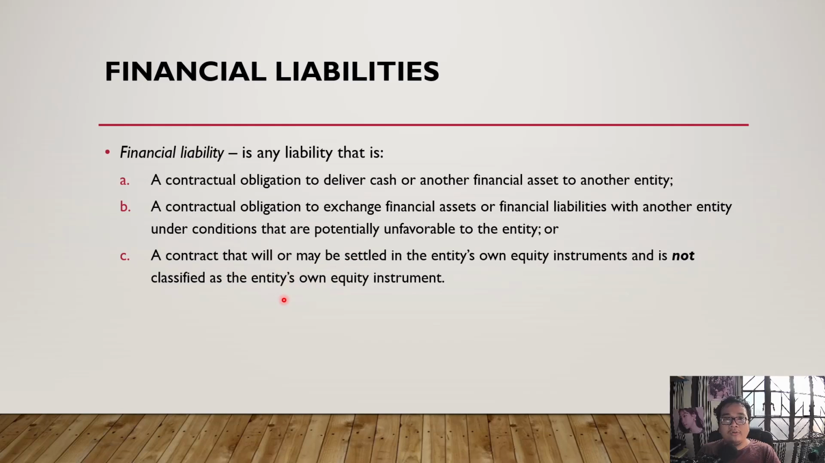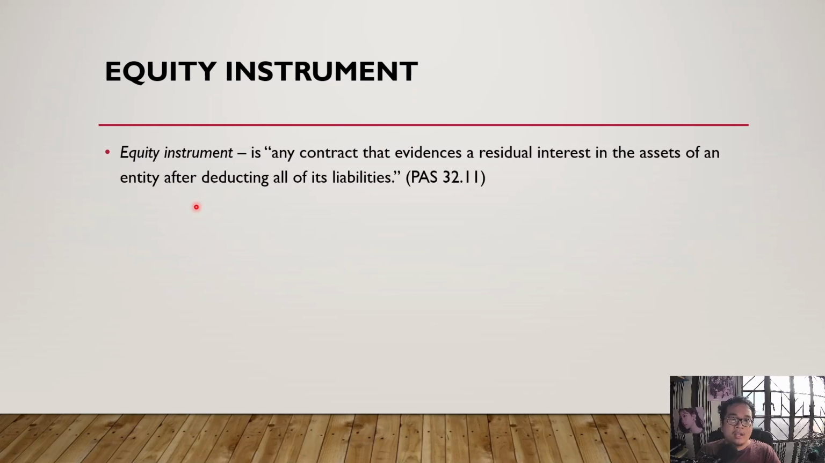Ito naman, equity instrument. Is any, so simple lang, di ba? If you can still remember discussion sa ano, sa FAR, di ba? Ang equity, residual yan sa parate, di ba? Always yan sa residual ni asset and liability. So, equity instrument is any contract that evidences a residual interest in the assets of an entity after deducting all of its liability. Ganun kasimple si equity instrument. So, ito mga examples sila.